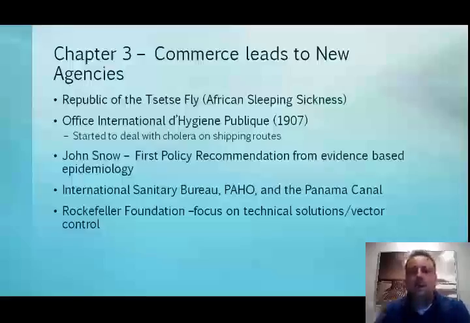And of course, the Rockefeller Foundation, interesting group, good intentions, but again, their focus was on vector control mostly. Ringworm was their specialty, and they even ignored bigger problems because they were really good at ringworm.